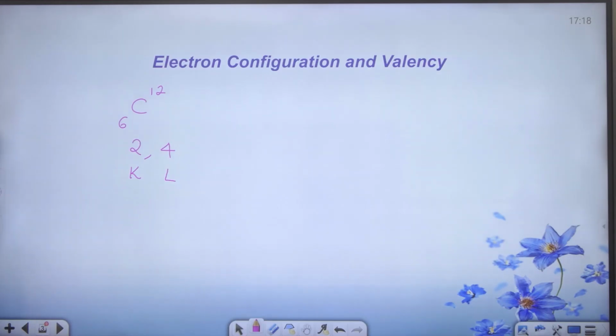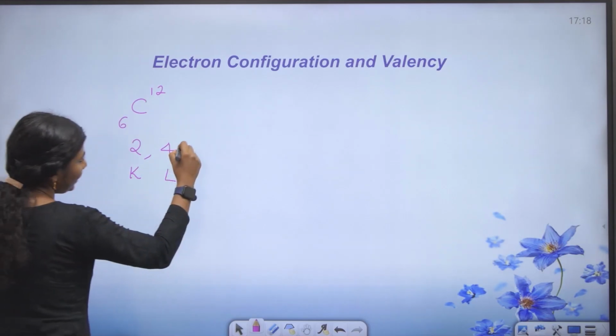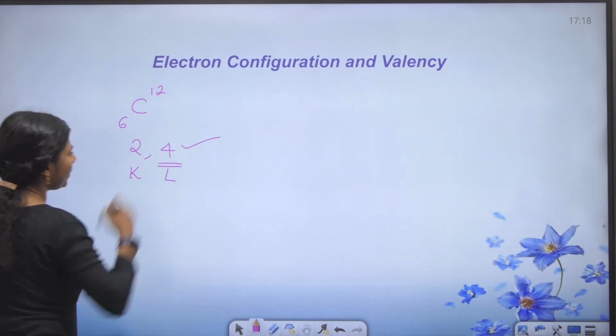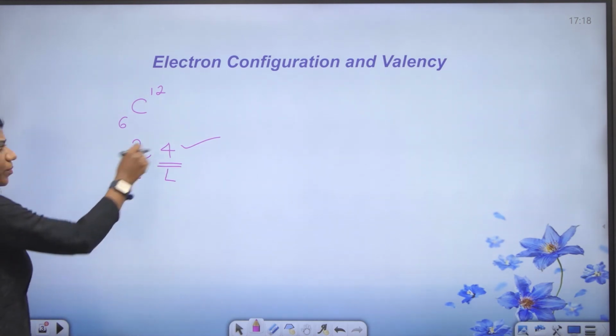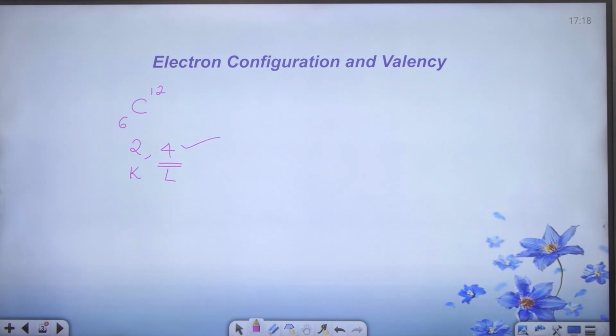Number of valence electrons present in the carbon atom? Yes, it's 4. The valence shell is the L shell, or the second energy level, in the case of carbon atom. Only 4 valence electrons are present in the carbon atom. And valency: what is the valency of the carbon atom?